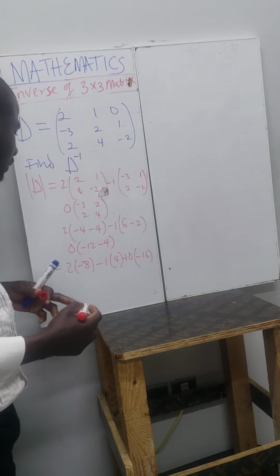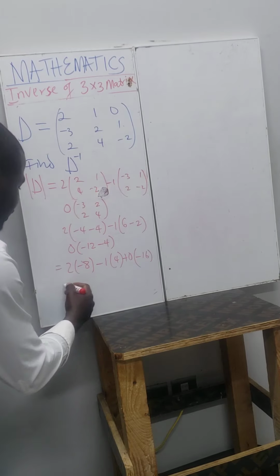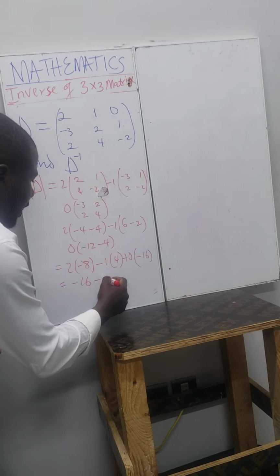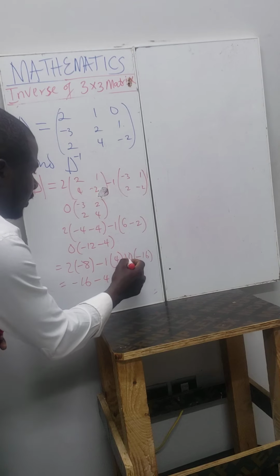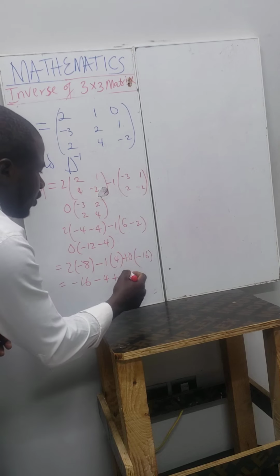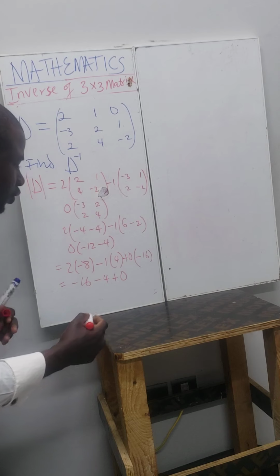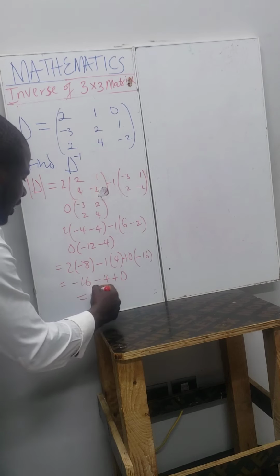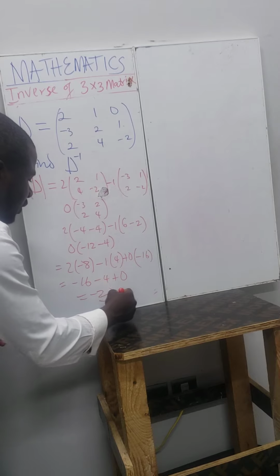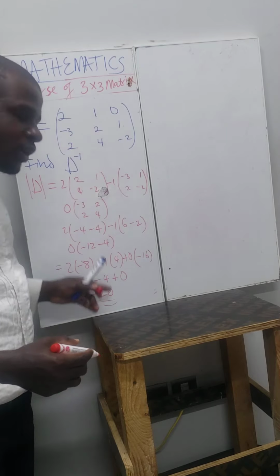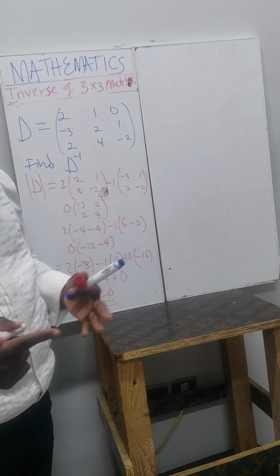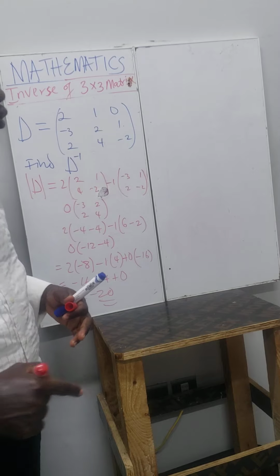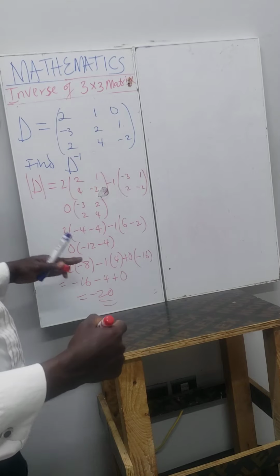Are you getting it? So 2 multiplied by minus 8 is nothing but minus 16. Minus 1 times 4 is minus 4. Then plus 0 times minus 16 is still giving us 0. So therefore we have minus 16 minus 4 plus 0. That is minus 20. The determinant of this matrix is minus 20. Don't forget, nobody asked us to find the determinant, but we need it. It's among the steps we need to follow. Now, that is step number 1.